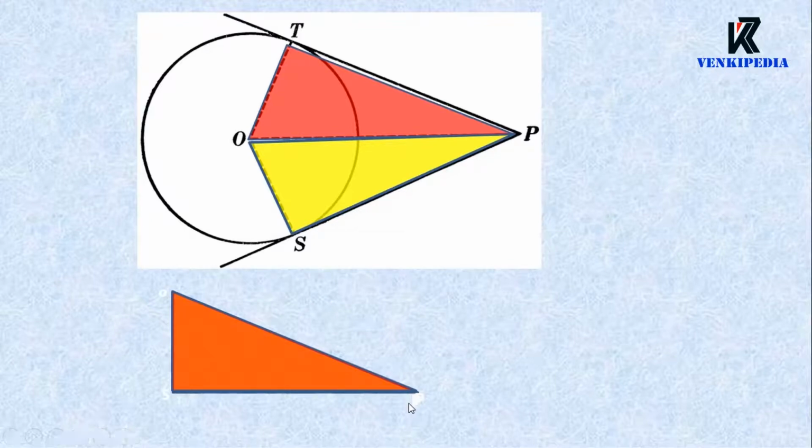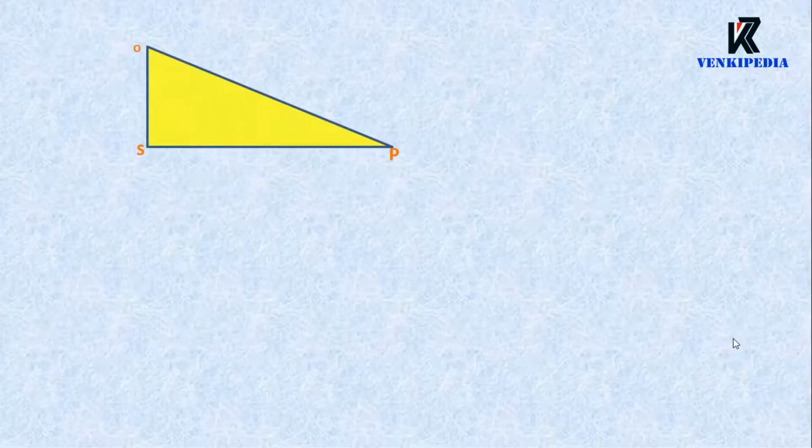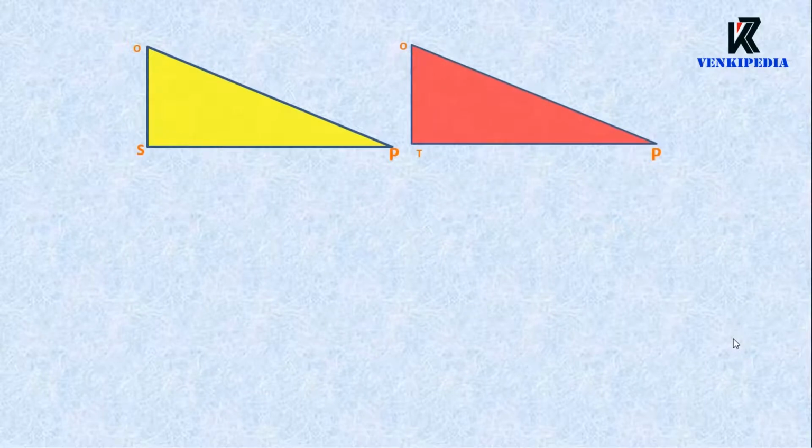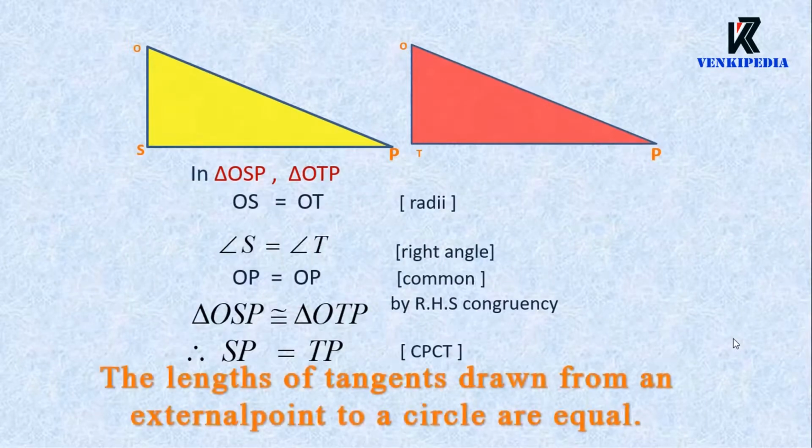Let us take the two triangles which were drawn by joining these tangents with radii. Here the two triangles are triangle OSP and triangle OTP. Now in triangles OSP and OTP, OS and OT are the radii of the given circle, and angle S is equal to angle T is equal to 90 degrees. Why? Because the angle between the tangent and the radius at the point of contact is 90 degrees. We know it earlier. And OP is equal to OP, a common side.